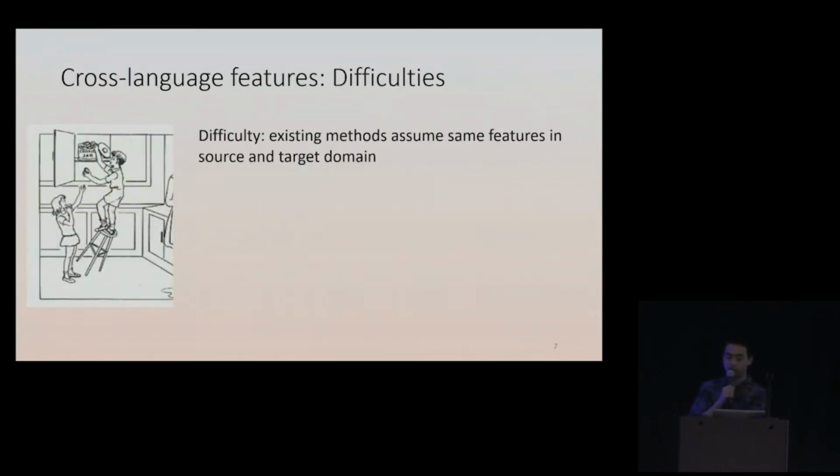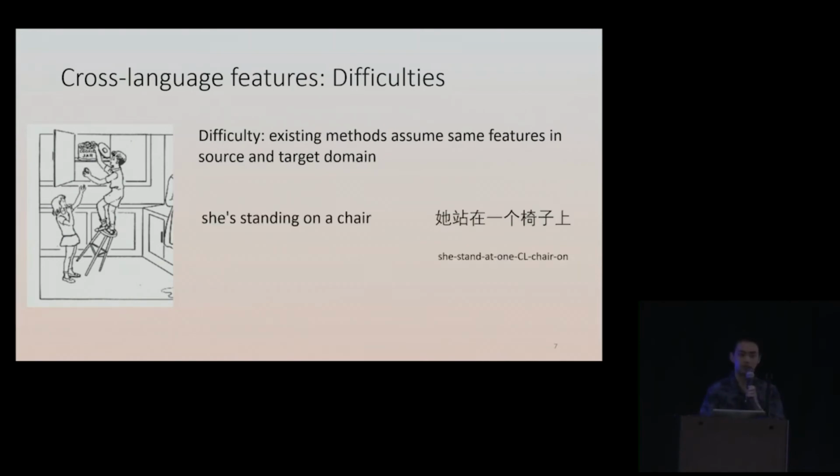Of course, there are ways to do transfer learning on different languages, but we looked at some of the methods, and one of the difficulties is they mostly assume that you have the same features in the source and the target domain. This can be difficult because Chinese and English are so different from each other. For example, an English speaker might say, she's standing on a chair, whereas a Chinese speaker might say something like, 她站在一个椅子上. So you can see that the word order is completely different.